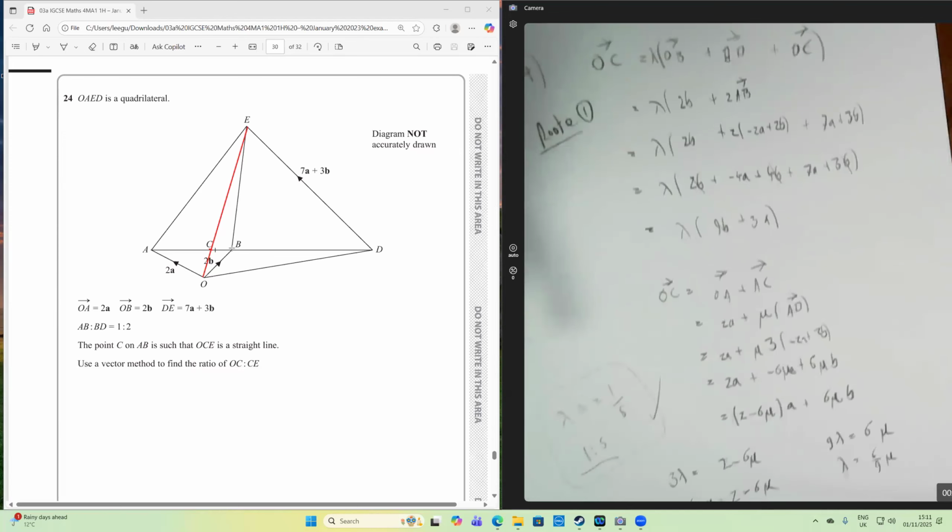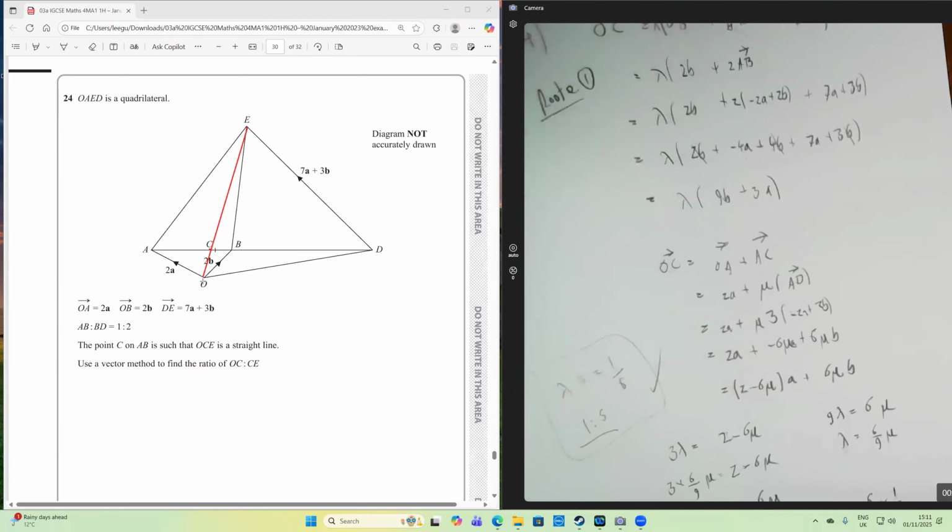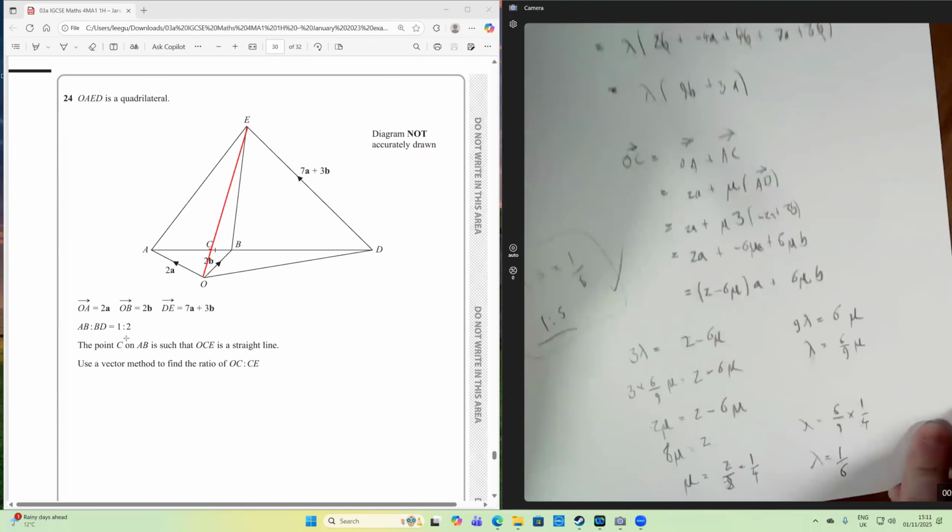So what's my second route going to be? Well, my second route to go from O to C is simply that I'm going to go from O to A, and then from A, I'm going to do some fraction of A to D. So to go from O to C, it's going to be some fraction of A to D. So let's think about that then. O to A, we're told on the diagram, is 2a.